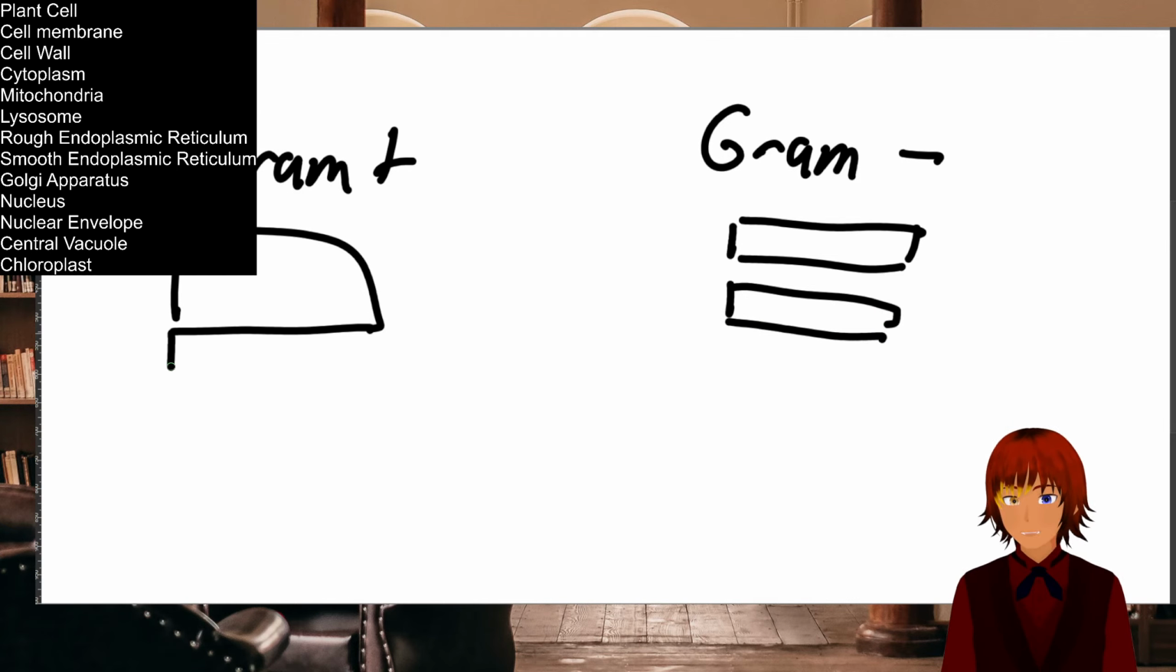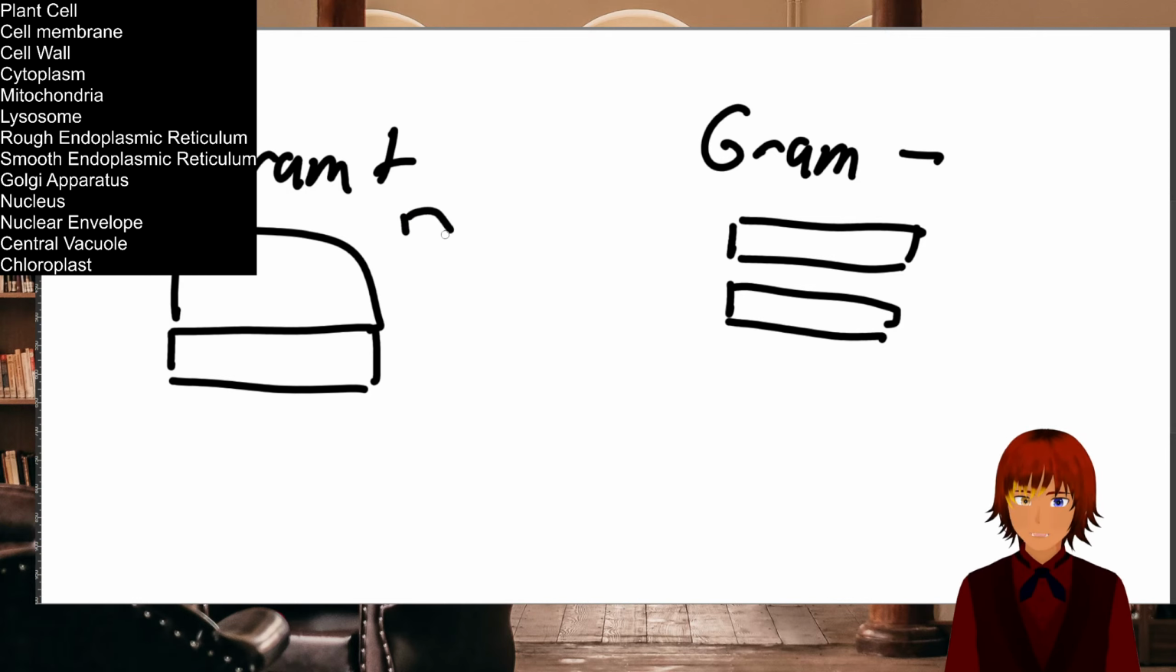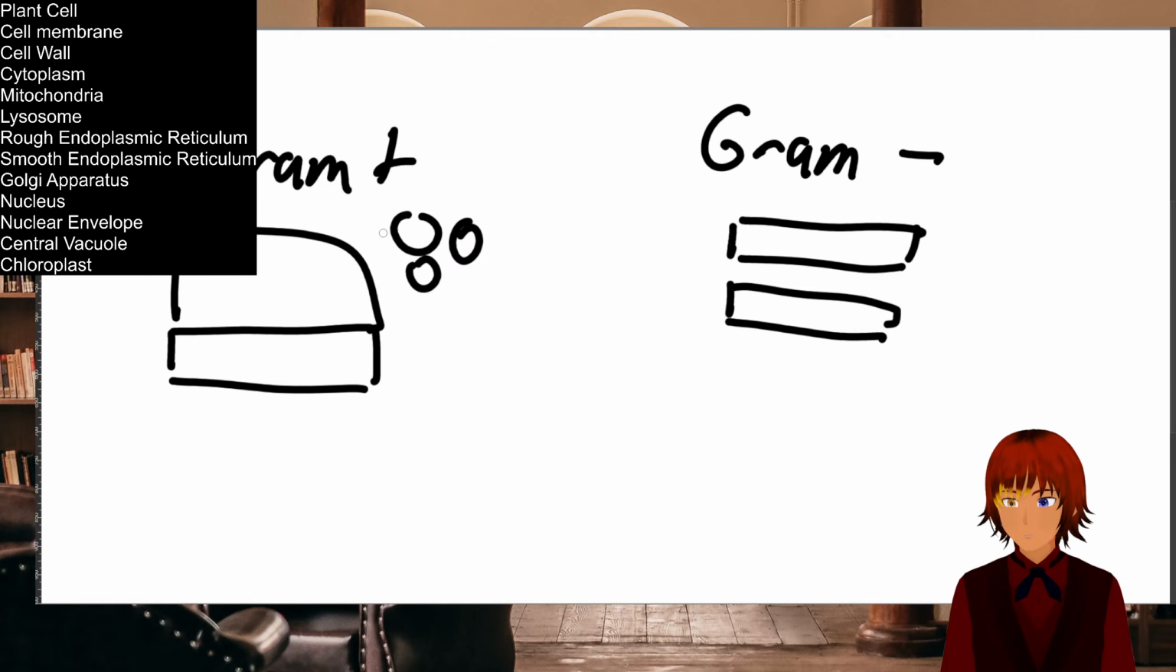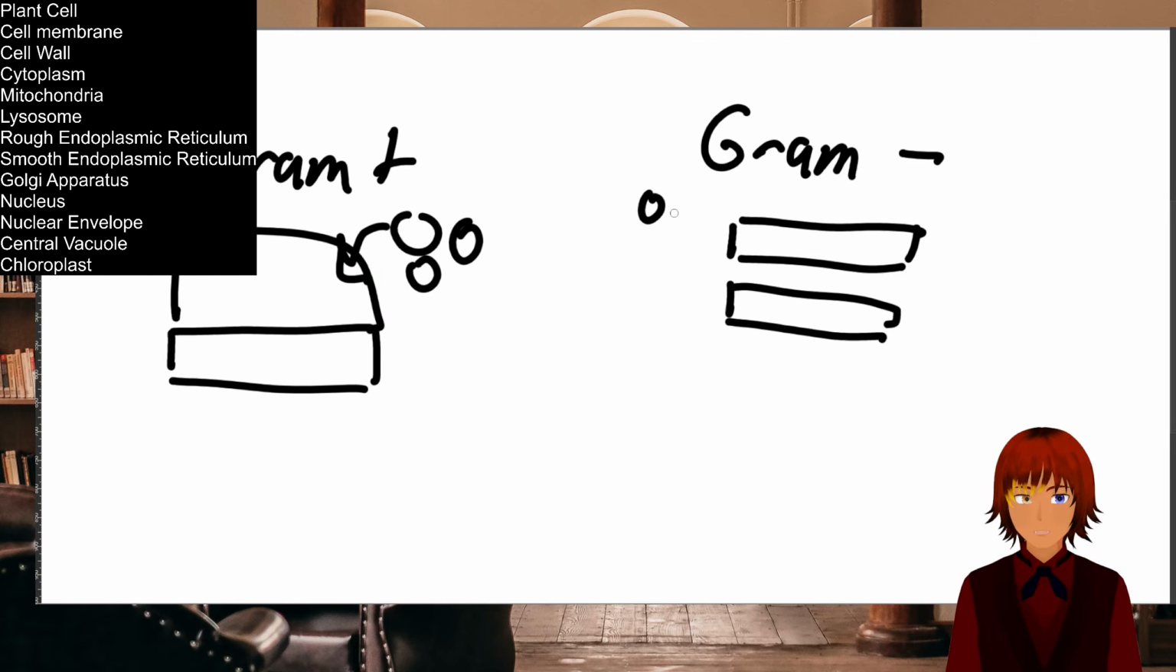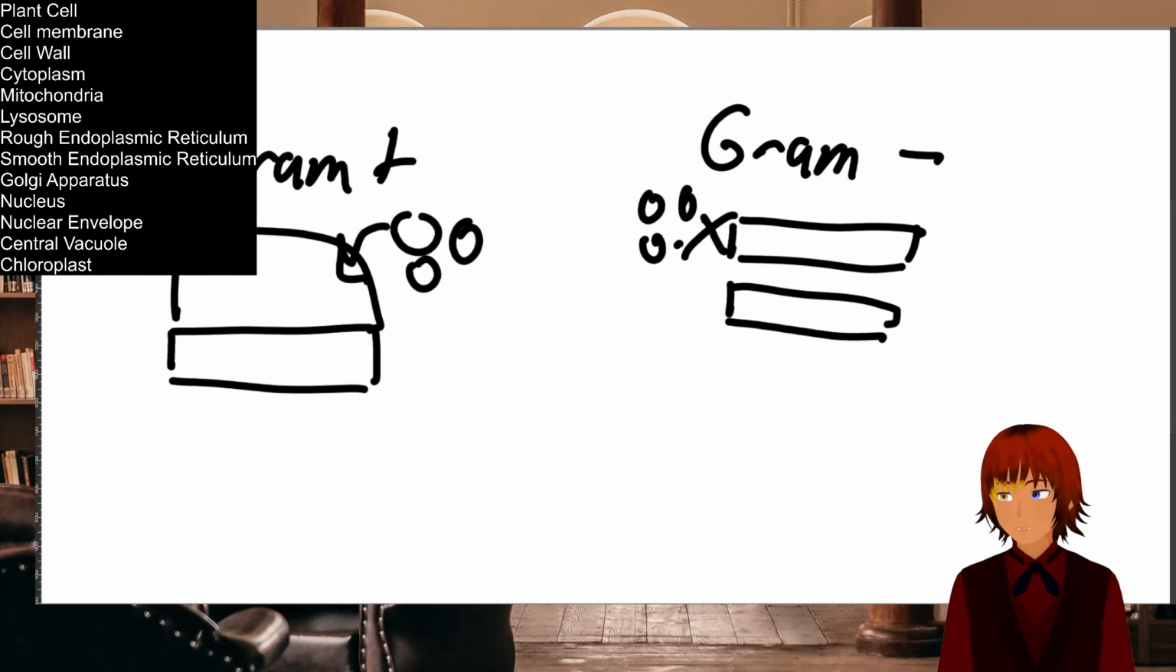So in a gram stain, the dye particles are able to attach onto that thick layer that the gram-positives have, but they're not able to really attach onto the gram-negatives because it's too thin.